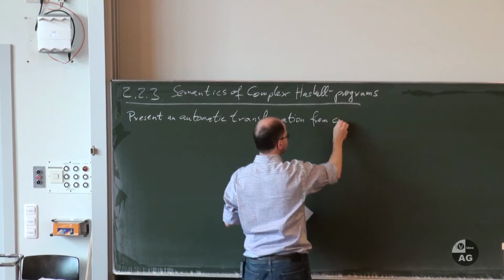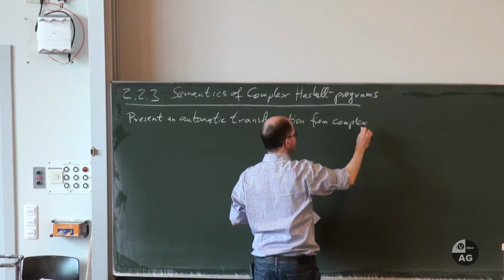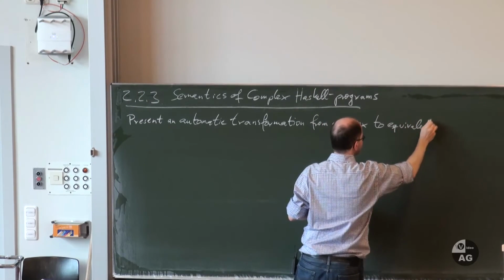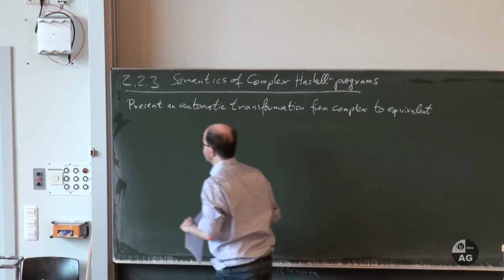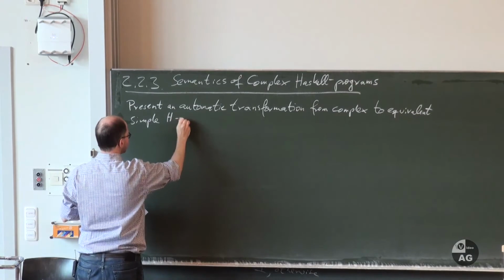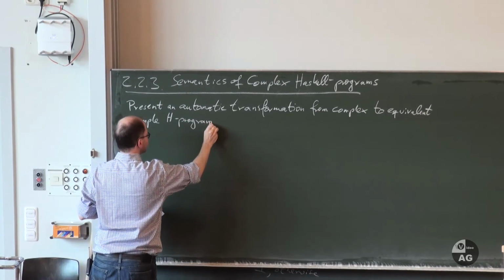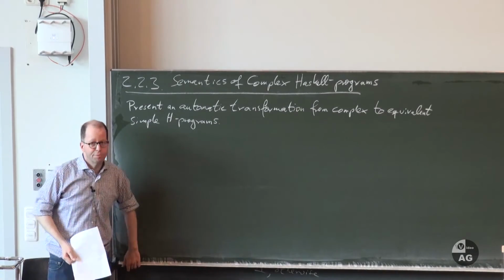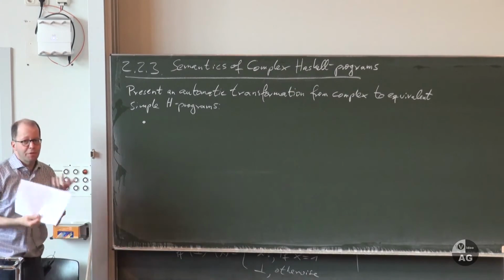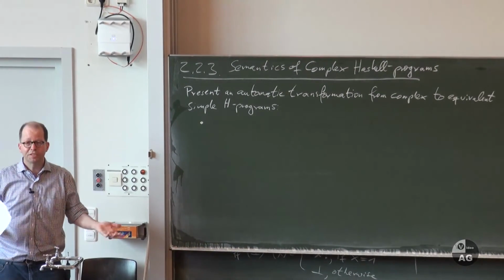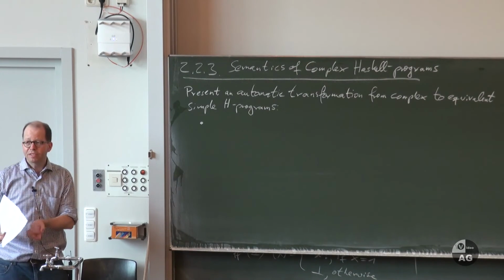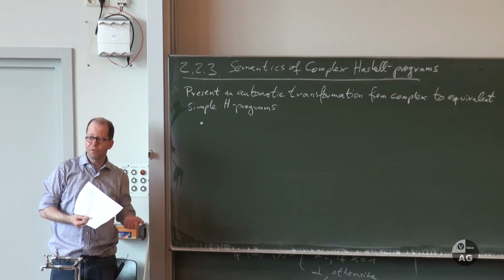So we will present an automatic transformation from complex Haskell programs to equivalent simple Haskell programs. And what is this transformation good for? Well, it's good for several purposes. One purpose, of course, is the semantics. Whenever we have a complex program and the question is, what is its semantics? Then we say, the semantics of this complex program is defined to be the semantics of the corresponding simple program.